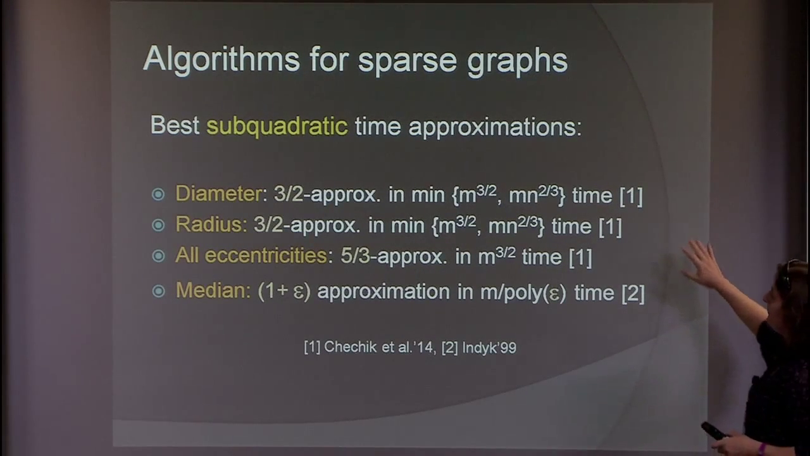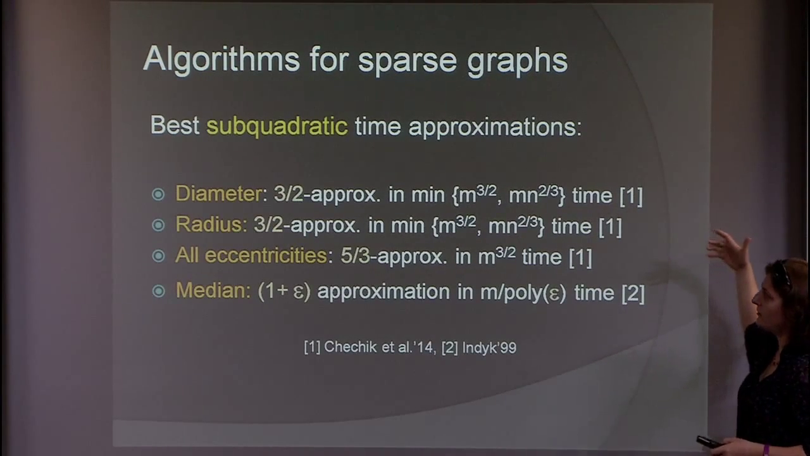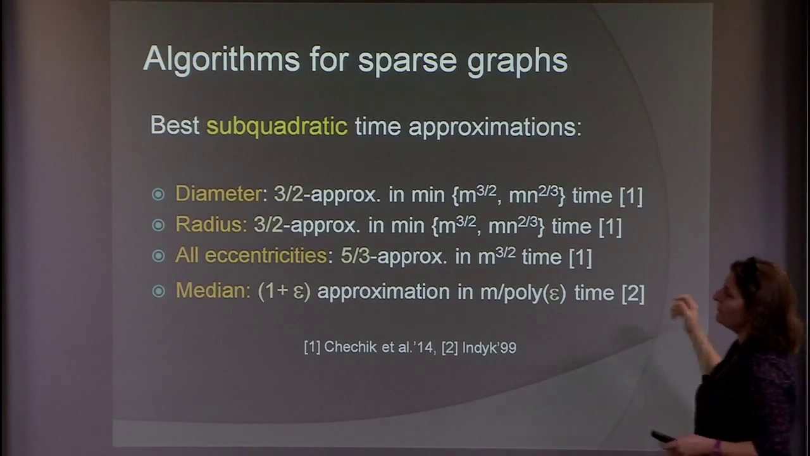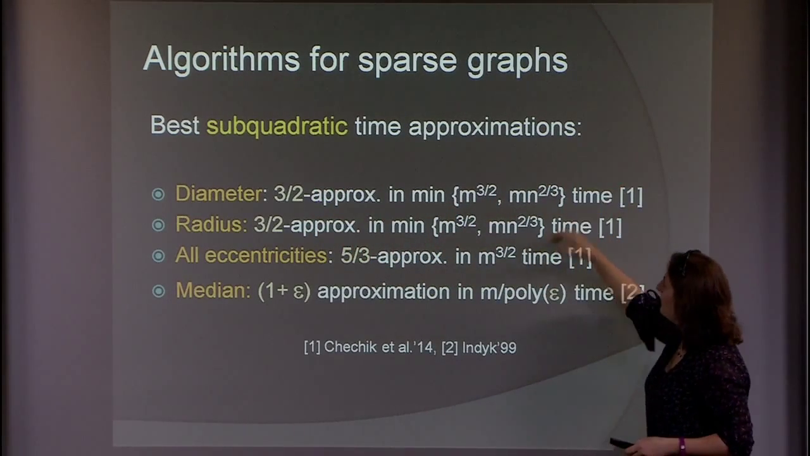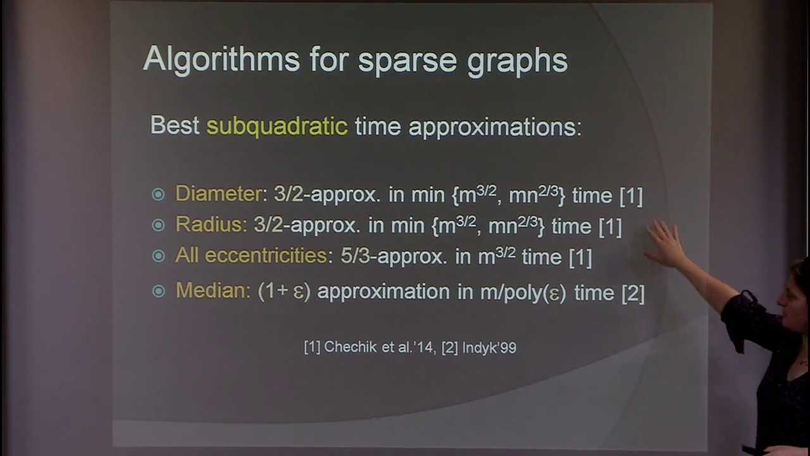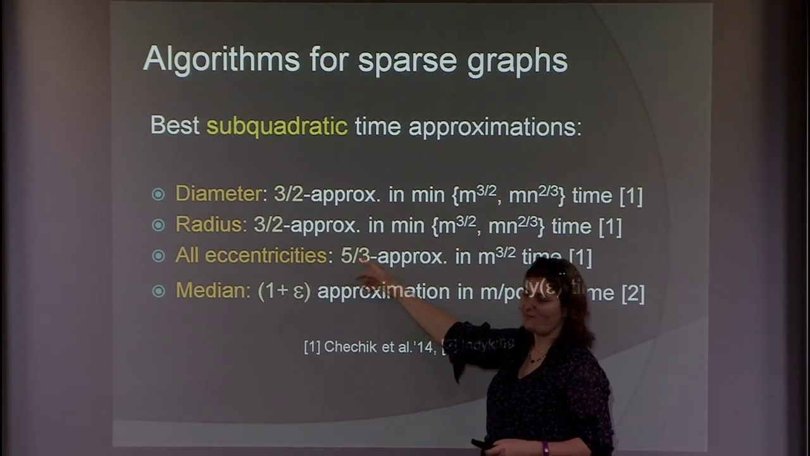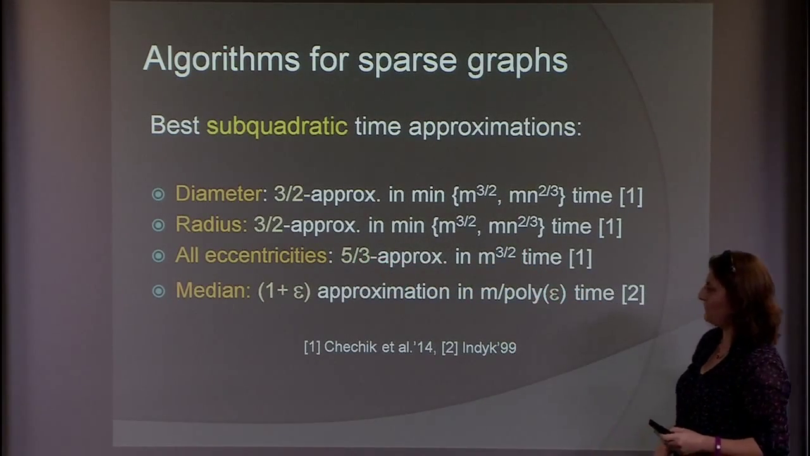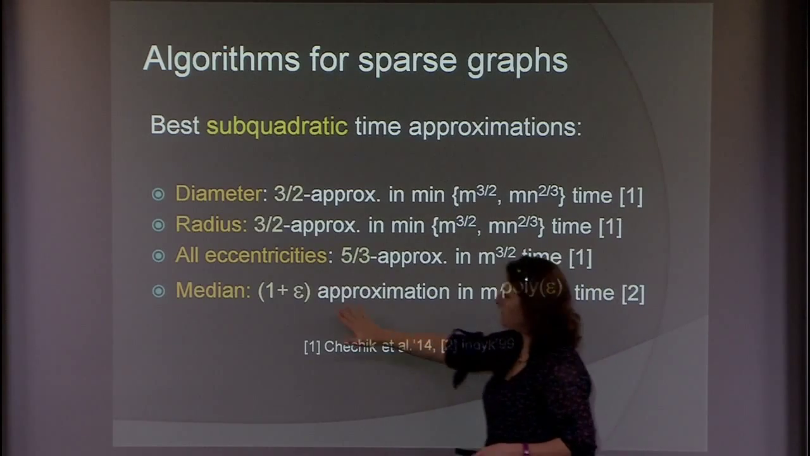We were able to show that you can actually get some constant factor approximations in subquadratic time. For example, for diameter in sparse graphs, you can get a 3/2 approximation in, let's say, n to the 1.5 time. It's the same thing for radius, and for all the eccentricities, you can get a 5/3 approximation, again in n to the 1.5. The median problem is much easier when you allow for approximations.